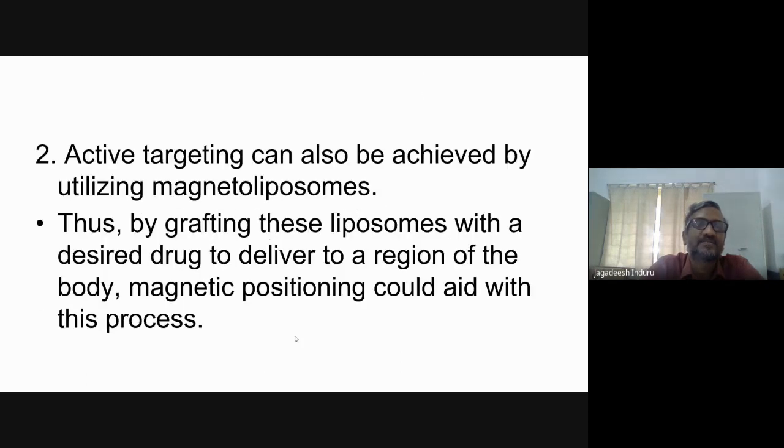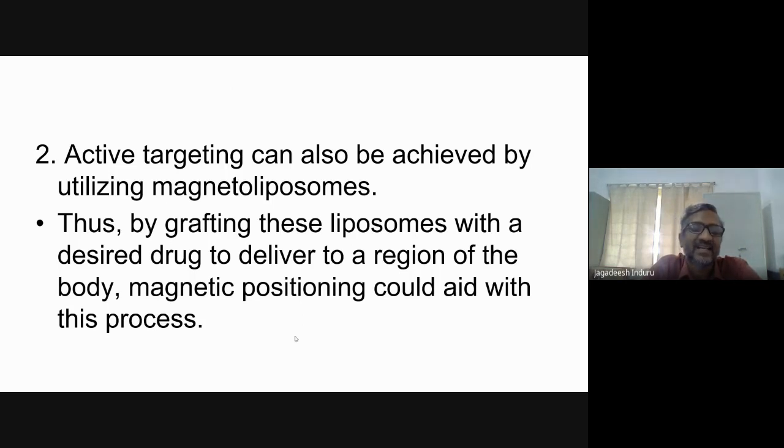Active targeting can also be achieved by utilizing magnetoliposomes, that is a physical manner. The previous one is a chemical manner, and this one is a physical manner. Here you may get confused when categorizing or classifying targeted drug delivery. Here you are entering into the physical phenomenon of holding a particular nanoparticle or carrier, like a liposome, in a particular organ by using the electromagnetic principle. Thus, by grafting these liposomes with a desired drug to deliver to a region of the body, magnetic positioning could aid this process.